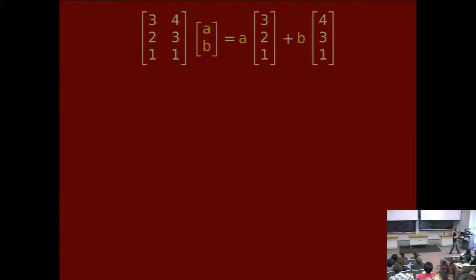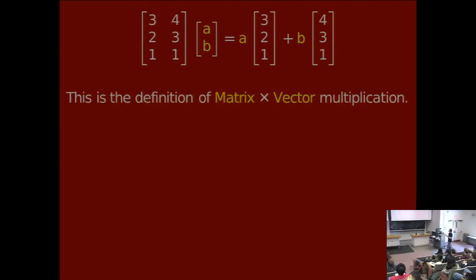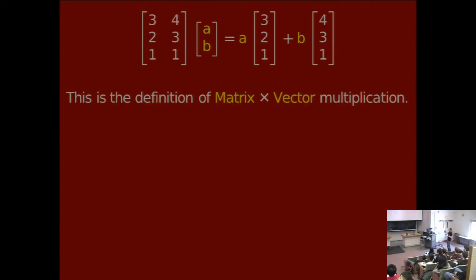All right, so that's the linear combination I just wrote. And you can extend this to any number of dimensions as the definition of what it means to multiply a matrix by a vector. It's taking linear combinations of the columns.